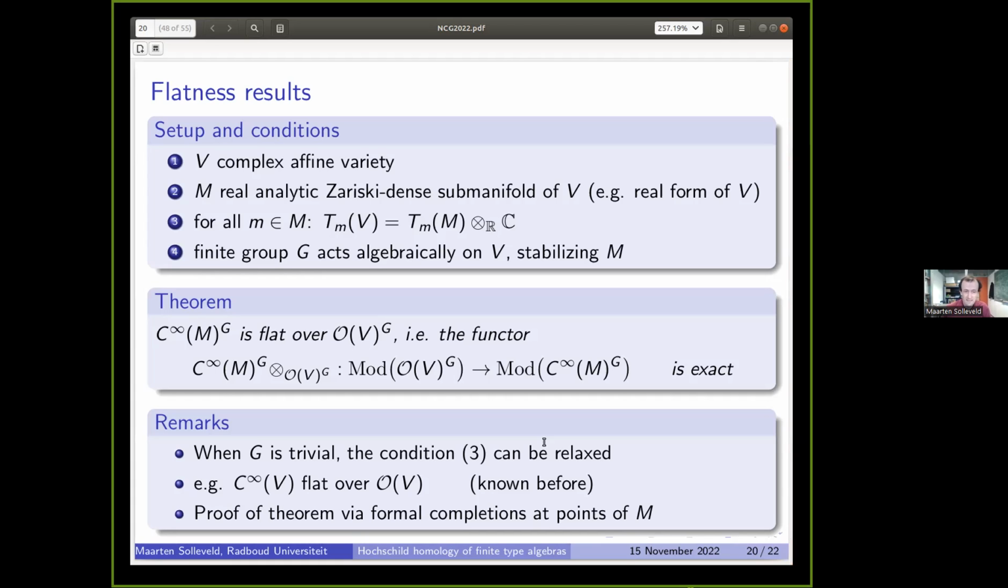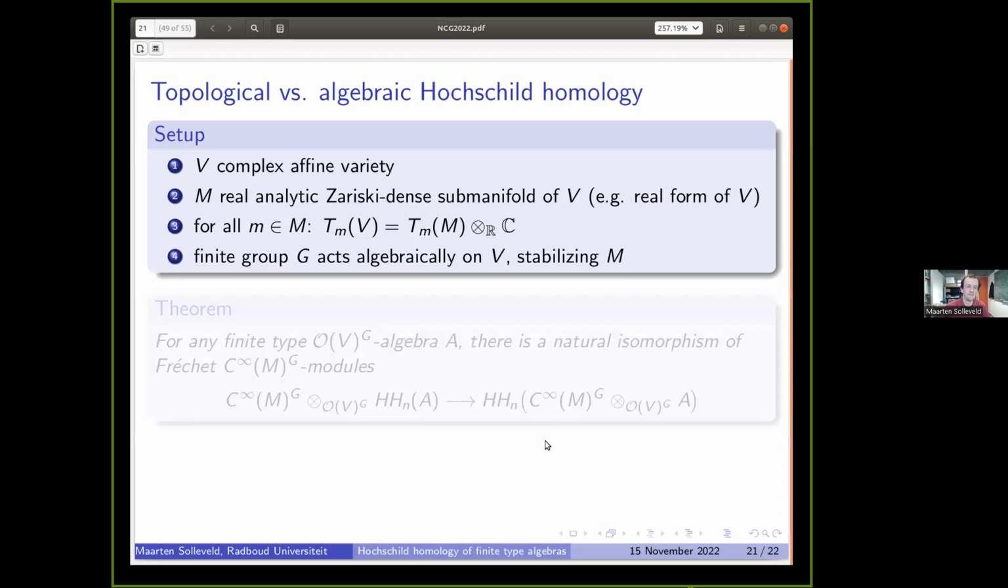The proof is technical. It proceeds via comparing certain tensor modules by formally completing them at various points and then comparing them at each point separately. But it involves some technical intricacy, with really explicit estimates in terms of smooth functions. So I will not make that explicit here.